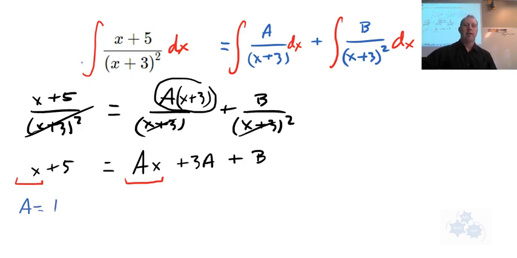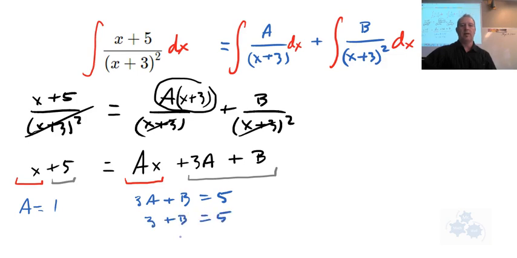1. Yeah. And then if you look over here, the constant term is 5, and here the constant term is 3a plus b. So this one's a pretty easy one, isn't it? 3a plus b equals 5. I know that a is 1. So now I know that b is 2. Okay, you good with that? A is 1, b is 2.